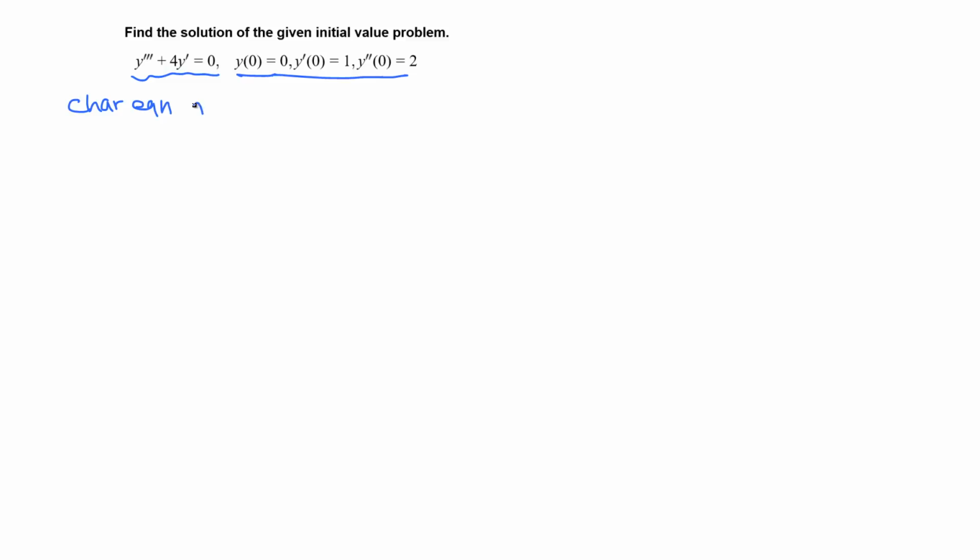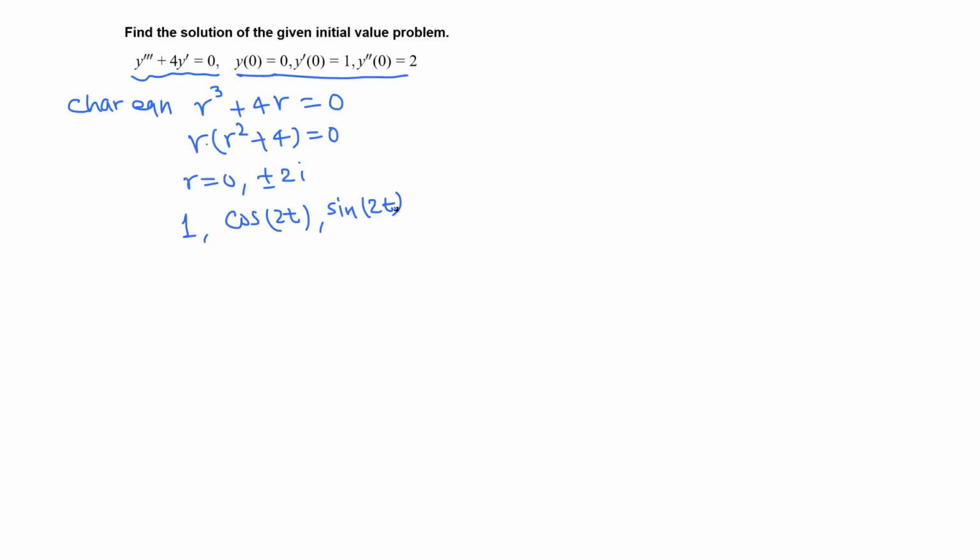which is r cubed plus 4r equals 0. Solve for r, so we can factor r out. So r equals 0 and r squared plus 4 equals 0. We get plus minus 2i. So e raised to 0t, that's 1, and 0 plus minus 2i, complex roots, so cosine 2t and sine 2t.